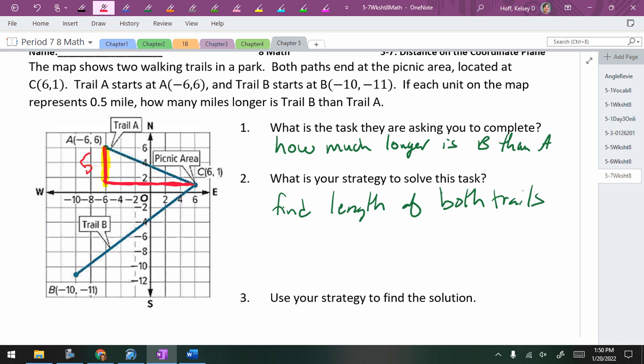11. Okay, start at -6. Wait, doesn't it say each unit on the map represents 0.5 miles? We're going to change it to miles later. Right now, we just want to talk about units. That's important, though. Don't forget that, okay? So start at -6. Okay, right here is how far? 2, 4, 6, 8, 10.